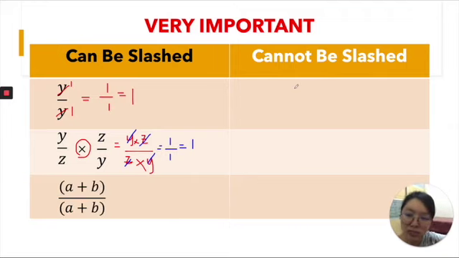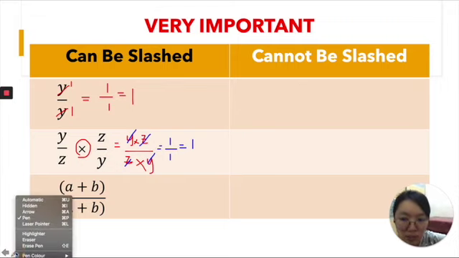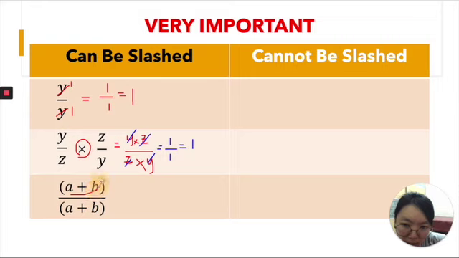What if I have this? (a + b) in the bracket, divide by (a + b) in the bracket. If you want to slash them off, yes, you can, but be very careful. Check inside the bracket. Are they exactly the same, a + b? The bottom one, exactly the same, a + b? Yes, then you can, but you have to slash the whole thing. Imagine the bracket as 1, the whole thing. Therefore, you'll get 1 divided by 1, which is 1.